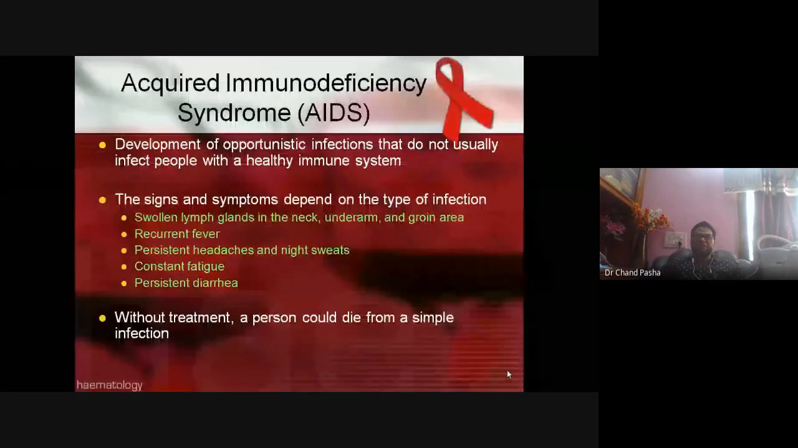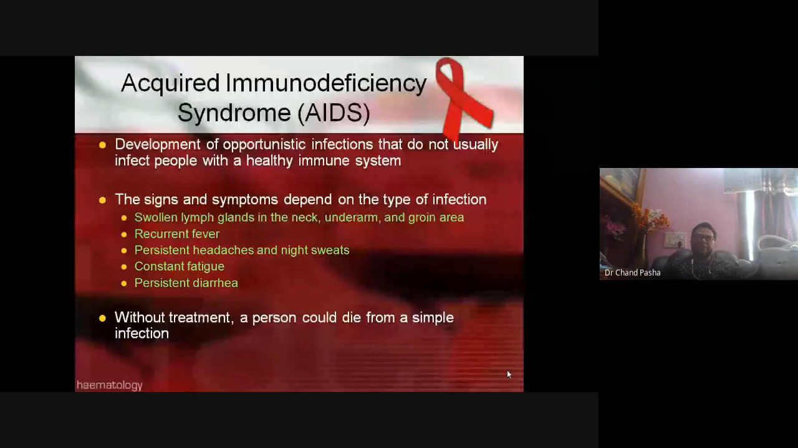And acquired immunodeficiency syndrome, as I told you, is a group of symptoms. What we can see is swollen lymph glands in the neck, underarms, and the groin area. Because the lymph glands get the virus-rich T and B lymphocytes over there, that's why they are swollen. Recurrent fever, persistent headache and night sweats, constant fatigue and persistent diarrhea. These are the signs of AIDS.